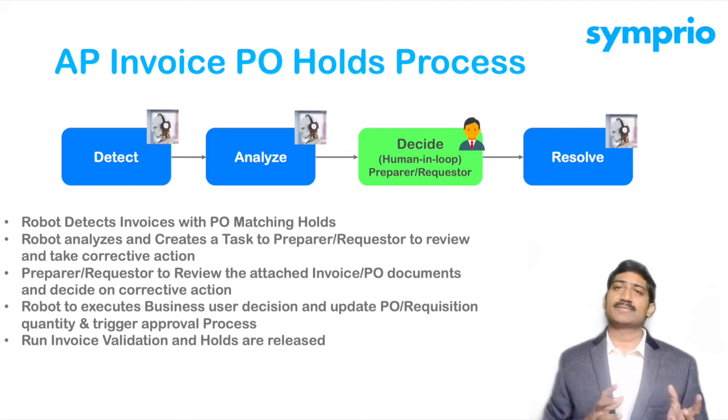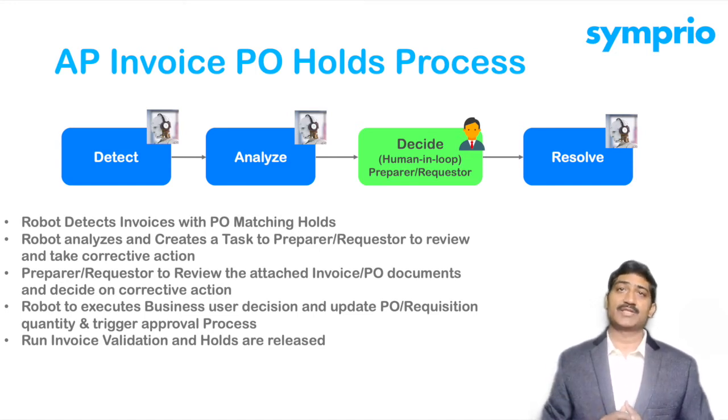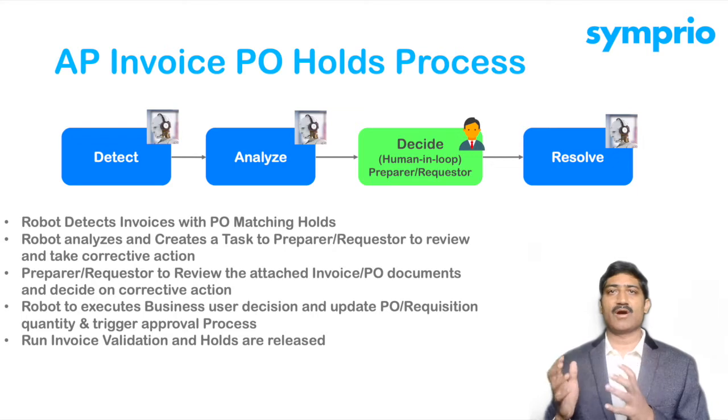In this process, the robot creates a task for business users to provide inputs for releasing the holds and will notify the preparer via email and also ping on Microsoft Teams or Workplace. The robot routes the communication to the appropriate business users based on the operating unit and the matched PO.